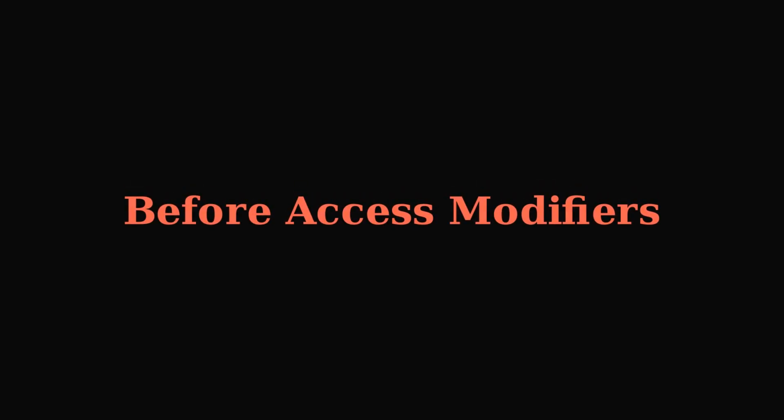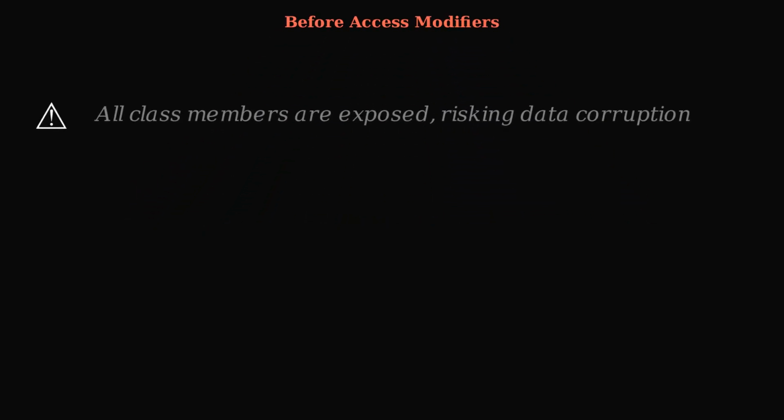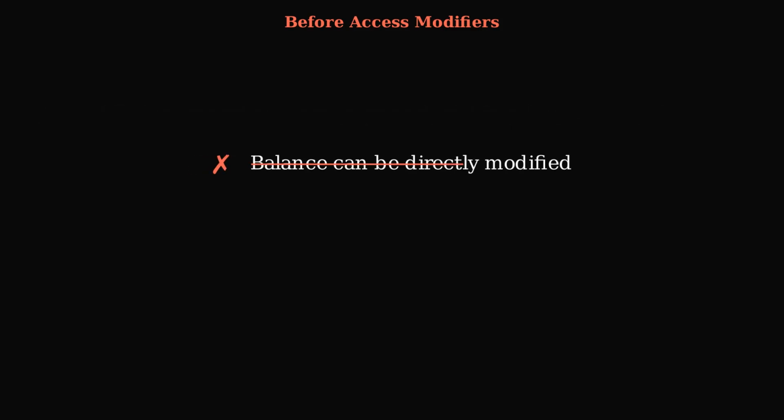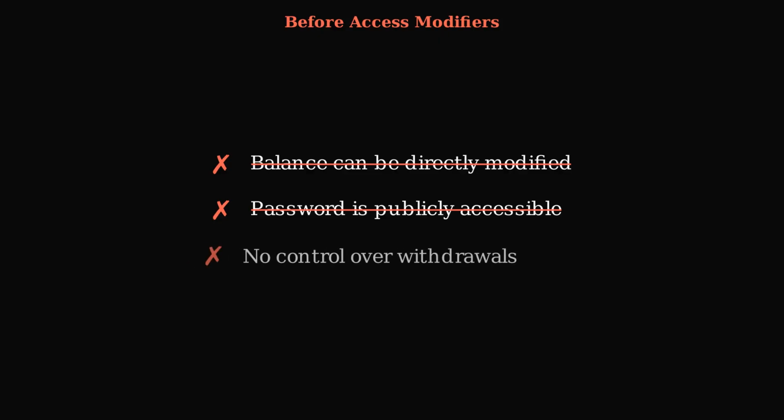So what happens without access modifiers? All class members are exposed, risking data corruption. Look at how messy the code gets. Balance can be directly modified. Password is publicly accessible. No control over withdrawals. There has to be a better way.